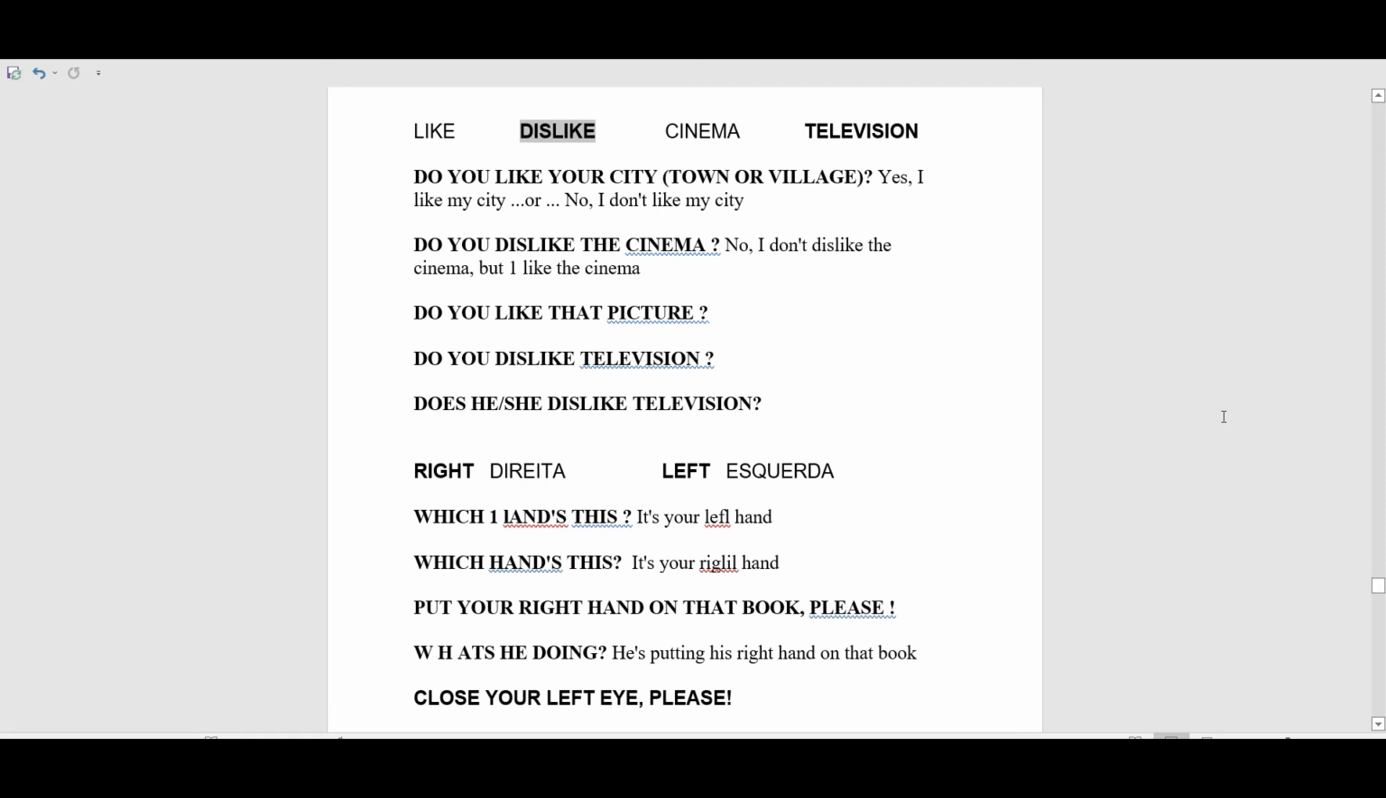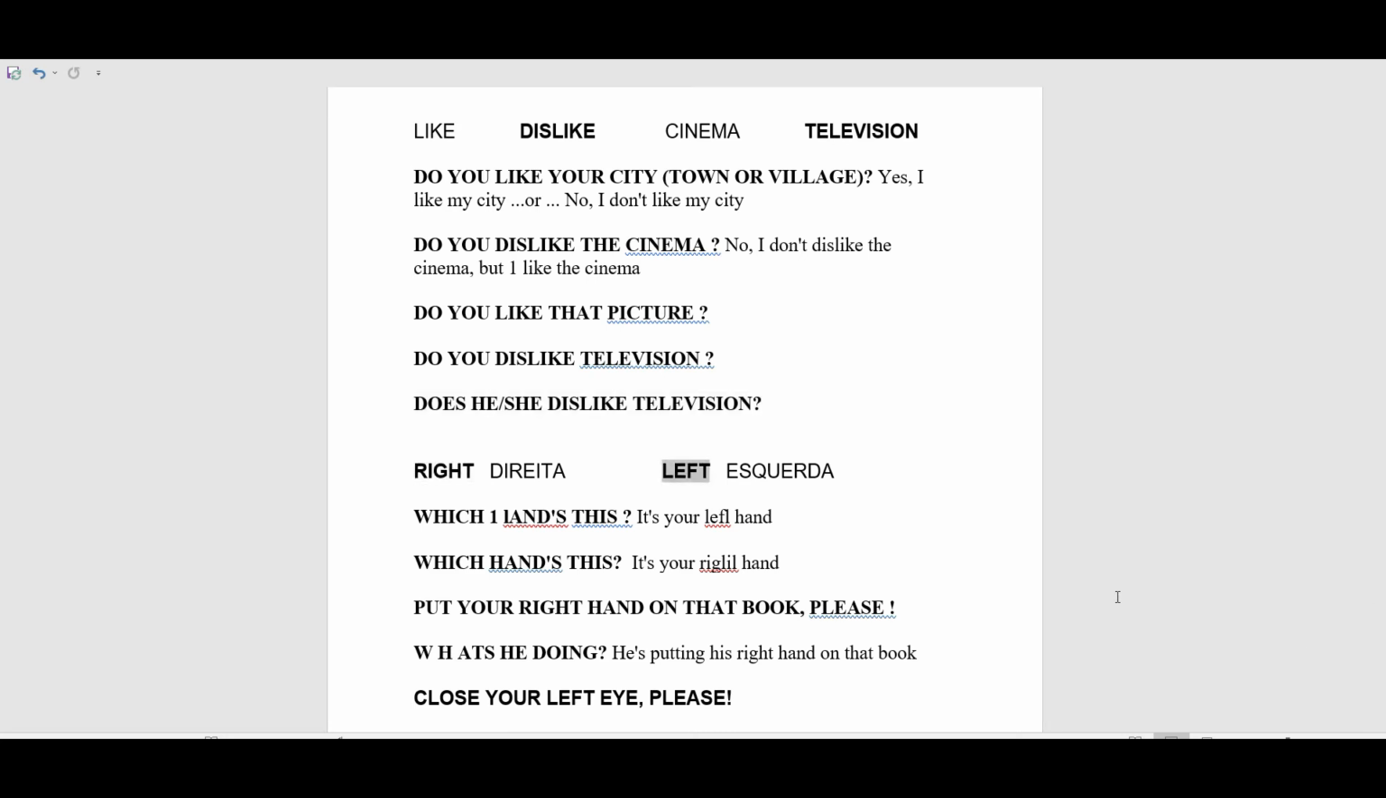Like, dislike, cinema, television. Do you like your city, town, or village? Yes, I like my city. Or no, I don't like my city. Do you dislike the cinema? No, I don't dislike the cinema, but I like the cinema. Or I don't like the cinema. Do you like that picture? Do you dislike television? Does he, she dislike television?